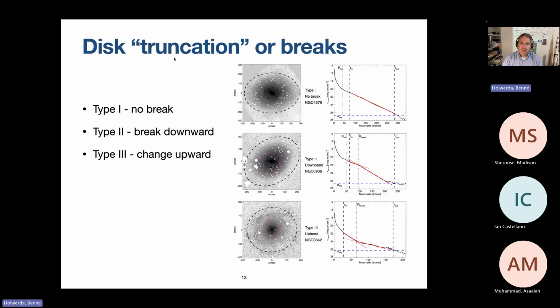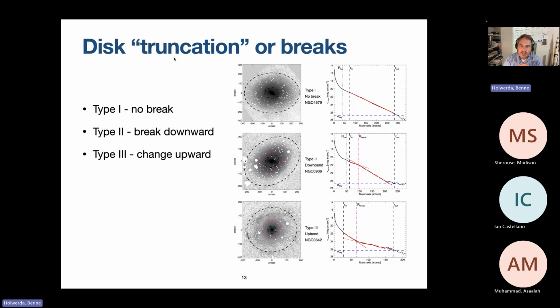So first thing that popped up is the fact that some disks seem to truncate and some don't. And unfortunately, astronomers being the way they are, they find three things and they call it type one, two, three. I'm sorry. I wish that these were a little more descriptive. So you have type one, no break. It just keeps going. The isophotal profile just keeps going. It's a straight line, as you can see, right?